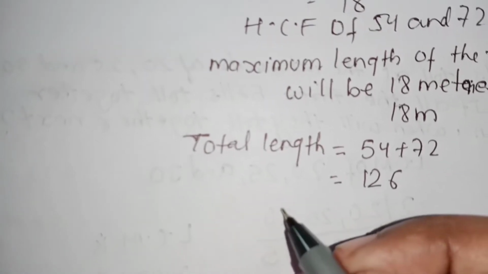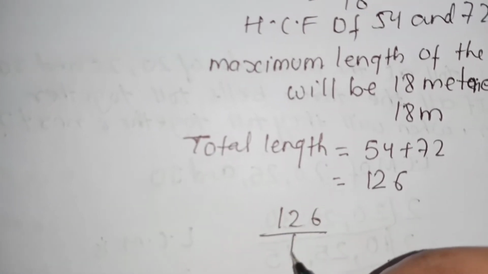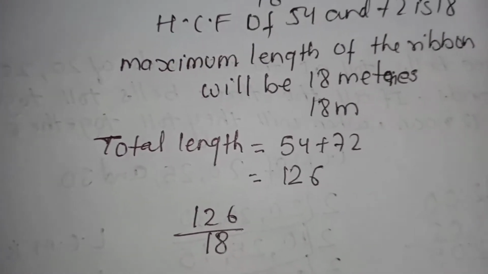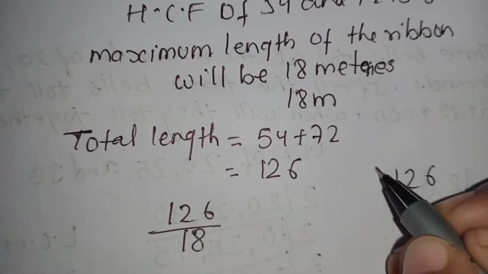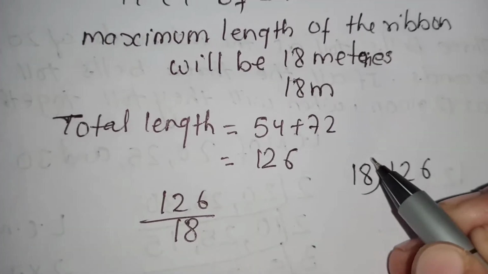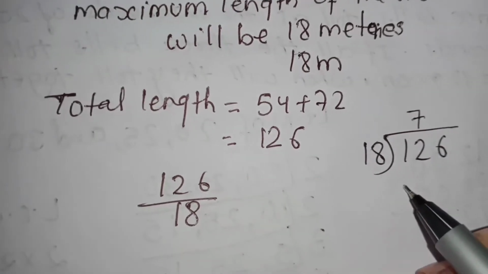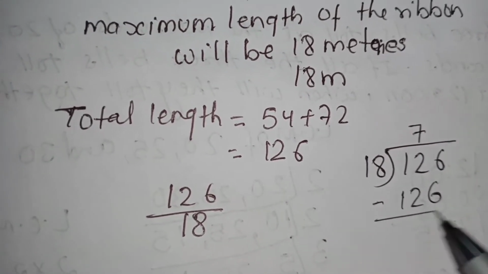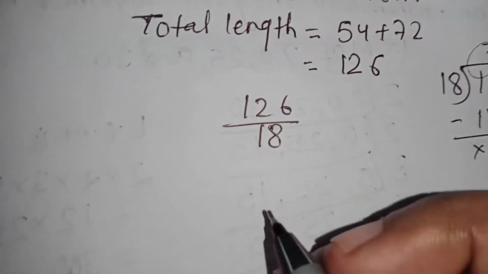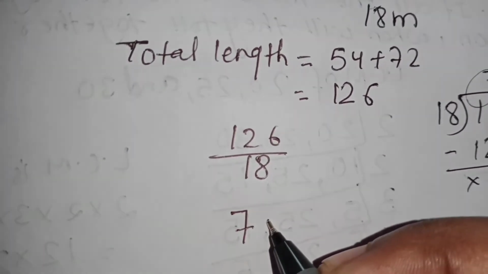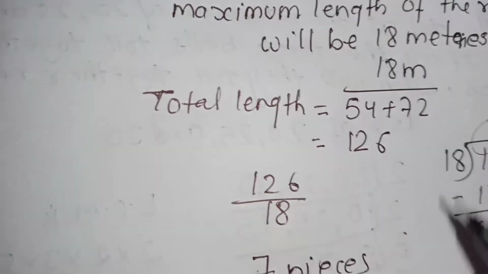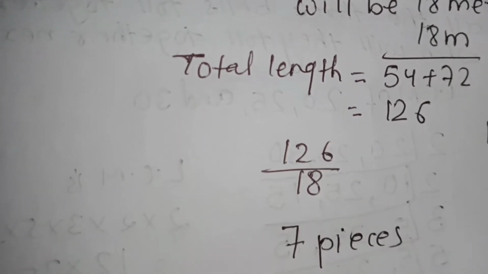Now what will we do? We will divide this by 18. 126 divided by 18. So now let us divide this. 126 will be here and 18 will be outside. Now if you read the 18 table, 18 7s are 126. So how many pieces will it be cut into? 7 pieces. So 7 is the answer. So there are 2 answers: this is the maximum length and this is the number of pieces, 7 pieces.